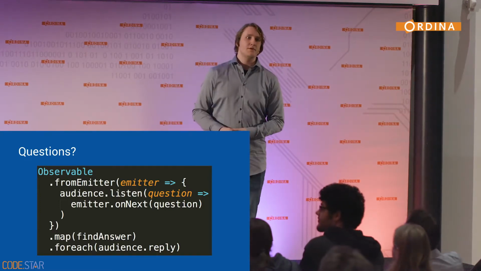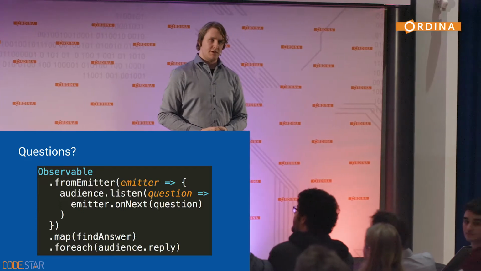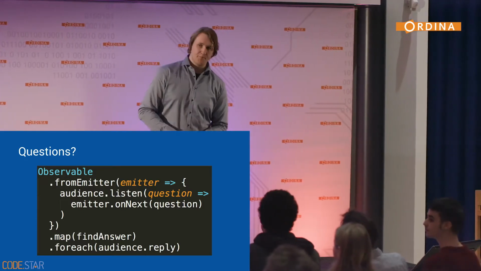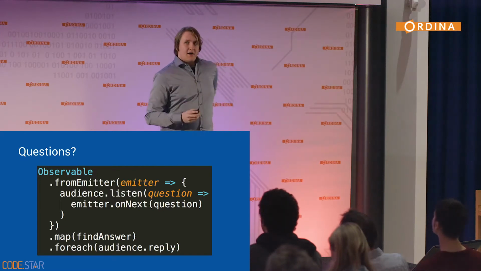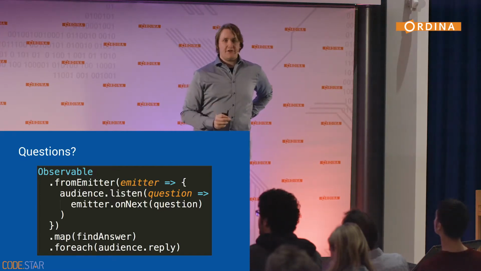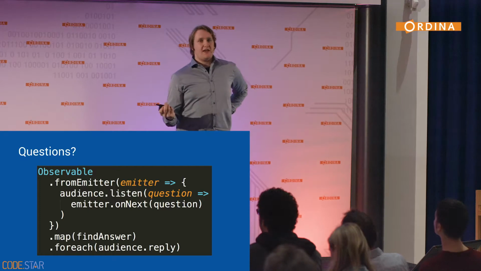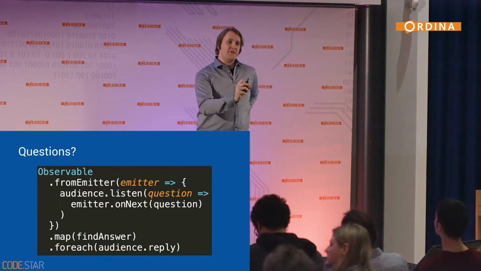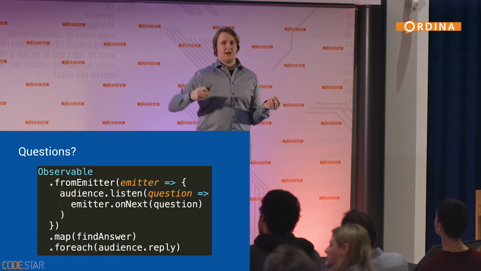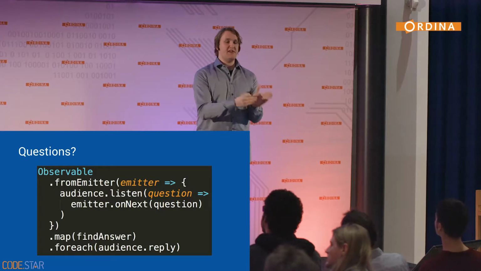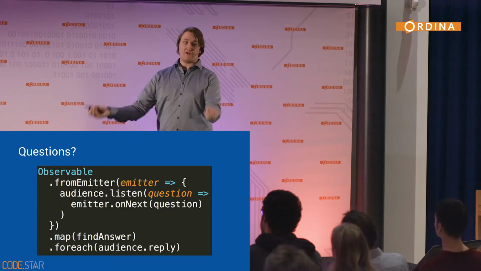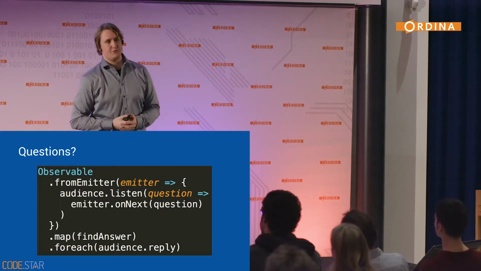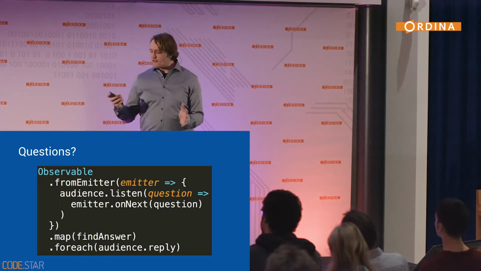Yes. What is the difference between the map function and the compose function? Is this sort of the same? No, they are somewhat related. What a map does is you get an event in the stream, you transform it into something else, and you get a stream that gives the output of that.